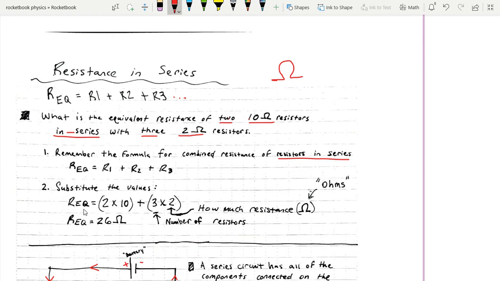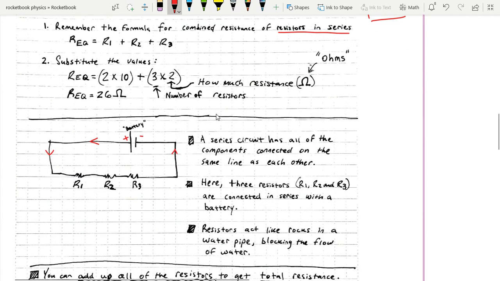That's my equivalent resistance. If that's too high speed for you, you could have also just written them out like this. 10 ohms, 10 ohms. I had 2 of them, right? 1, 2. 3 2 ohm resistors. 2 ohms, 2 ohms, 2 ohms. Same thing. Add them up. 10, 20, 2, 4, 6. 26 ohms. Done. So more than one way to skin the cat. All you're doing in resistance series, just add them up.